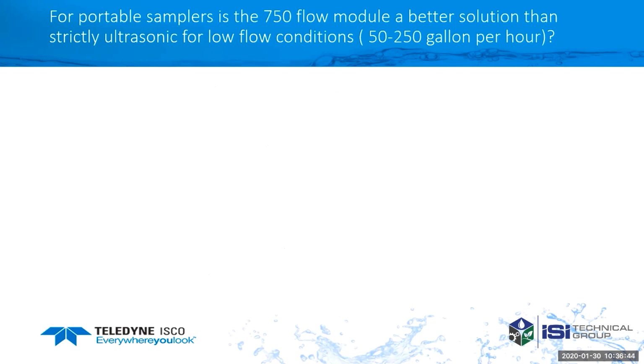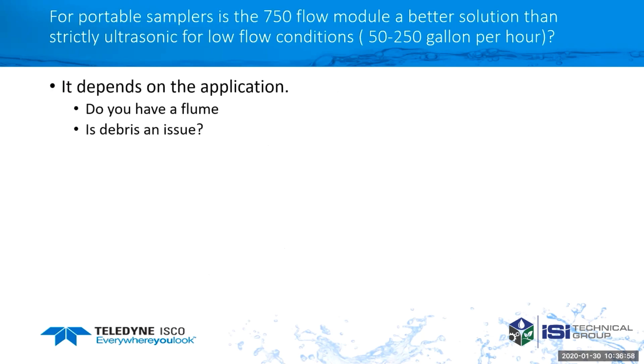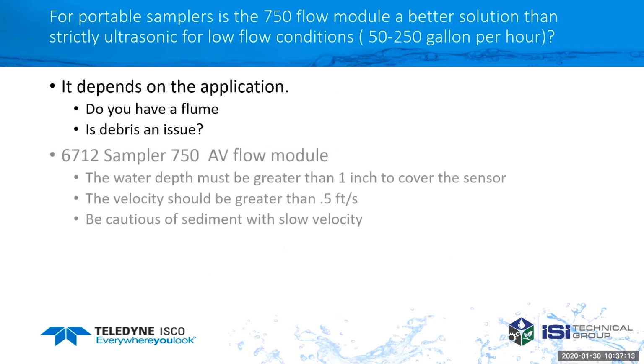All right, for the portable samplers, the question is, is the 750 module a better solution than strictly ultrasonic when they have flow conditions of 50 to 250 gallons per hour? It kind of depends on the application. If you already have a flume in place, or if debris is an issue, flumes are highly accurate, been used for a long time, so the ultrasonic may be a better option.